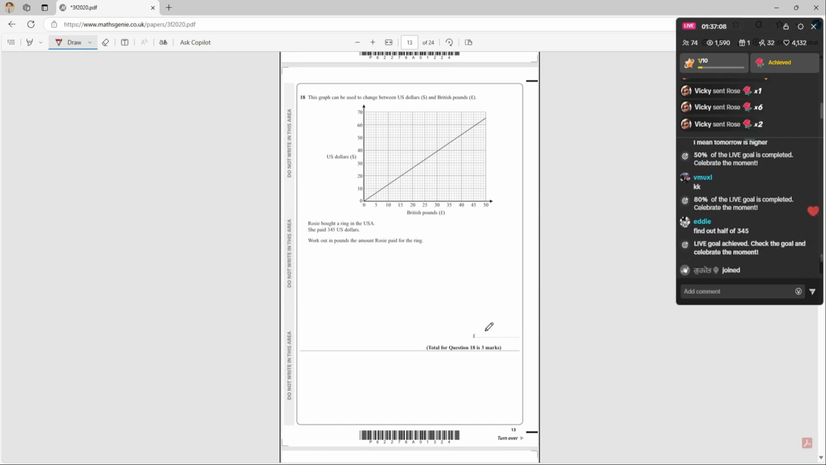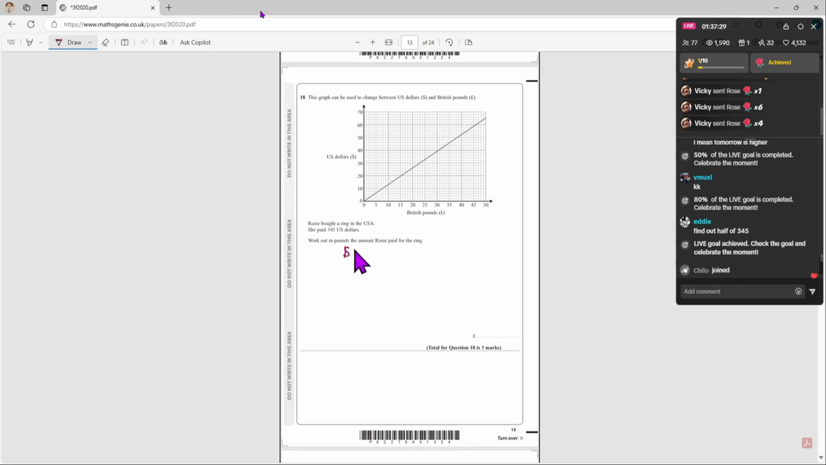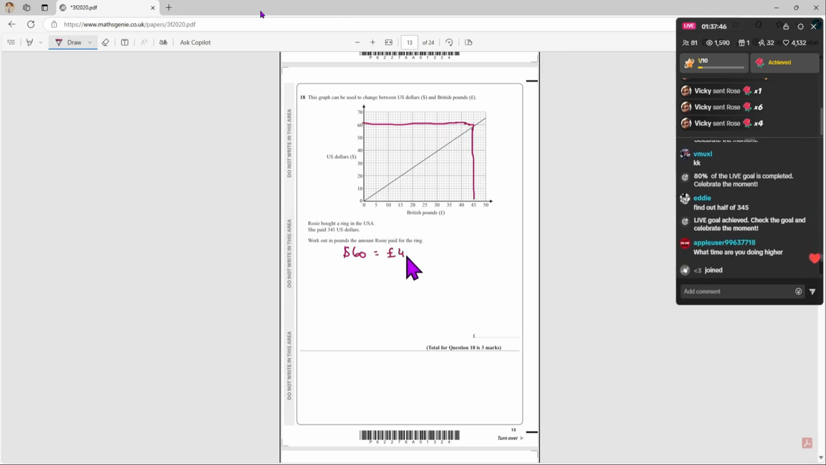So what we are going to do is use this conversion table. It's there for a reason. We're going to use 60 US dollars. So if we go like this, 60 US dollars is 45 pounds, okay? So now we know that 60 US dollars is 45 pounds.